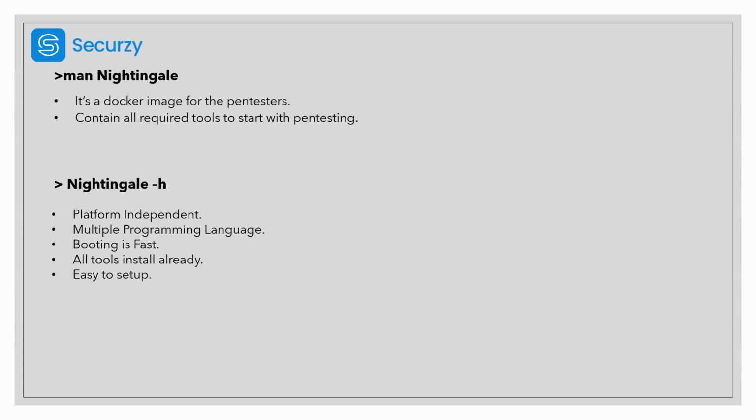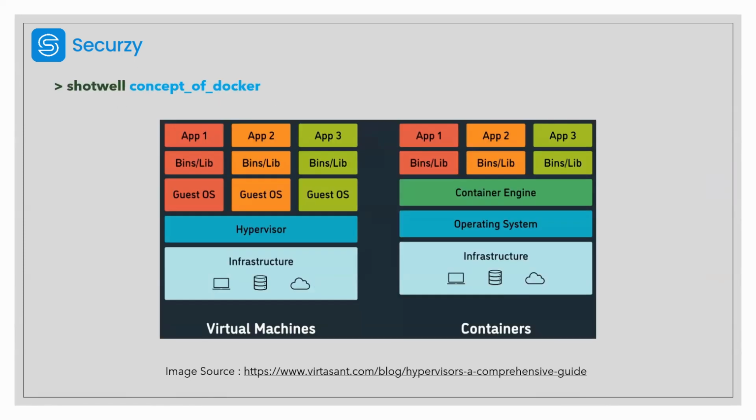Let's say I'm using Windows, then I will install Docker Engine or Docker for Windows. Similarly, if you are using Ubuntu, then you need to install the Docker CLI, and for Mac you have to do the same. The second point is that it has multiple programming languages. The next point is that booting is very fast. And the last point, which I have already mentioned, is that it is very easy to set up. You only need to run one command, and the only requirement is that you have the Docker engine installed in your respective operating system.